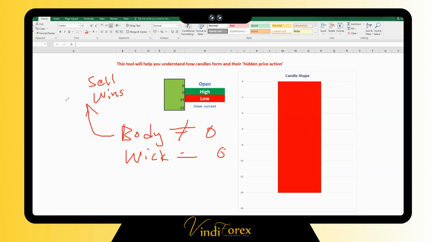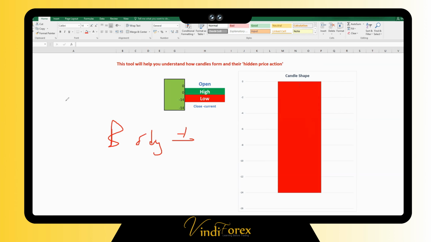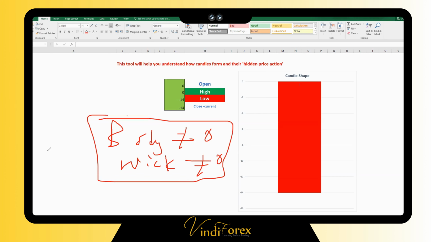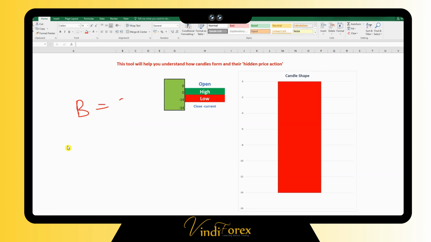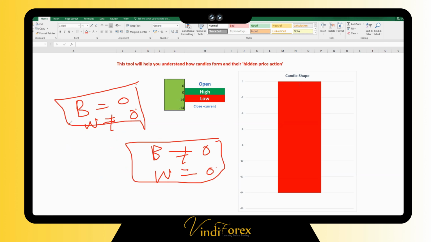And then there are cases, and in most cases, where the body is not zero and the wick is not zero. It's not a straightforward signal. That is what confuses a lot of people. But where we have body equals zero, wick is not zero, straight signal. Where the body is not equal to zero, wick is zero. These are the simplest signals to get. And then we have the ones where the body is not zero, the wick is not zero. Okay, let's start with the body being zero and the wick not being zero.